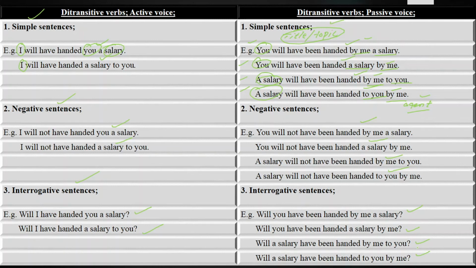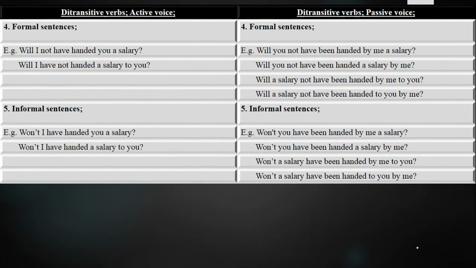Next, we have got formal sentences. Their complete name is negative interrogative formal sentences. What are formal sentences? Those sentences in which we ask questions, deny the statement, and we ask them in a formal and polite way are called formal sentences.